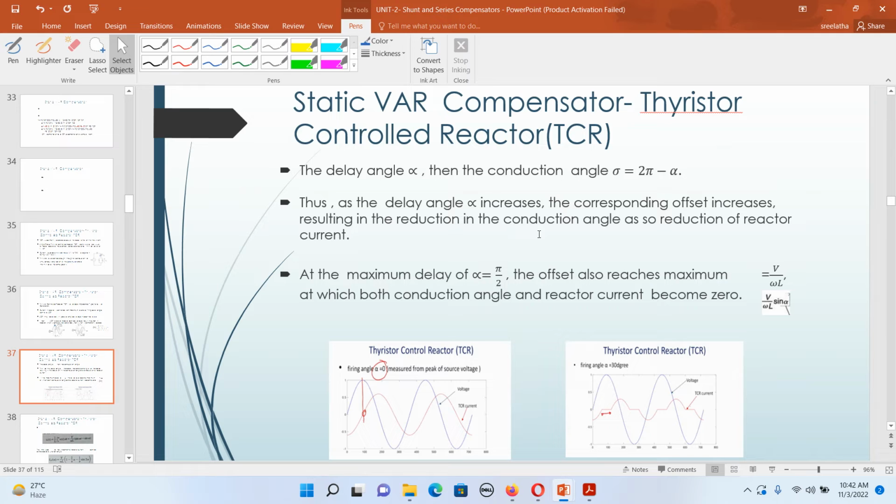So what does it do? It basically changes the reactive current at the maximum delay, that is sine 90, right? And we had maximum angle 90. So maximum delay alpha is equal to 90. The offset also reaches maximum, that is V by omega L dash, at which both conduction and reactive become zero, right? Obviously. So here they give you some examples when alpha is equal to zero.